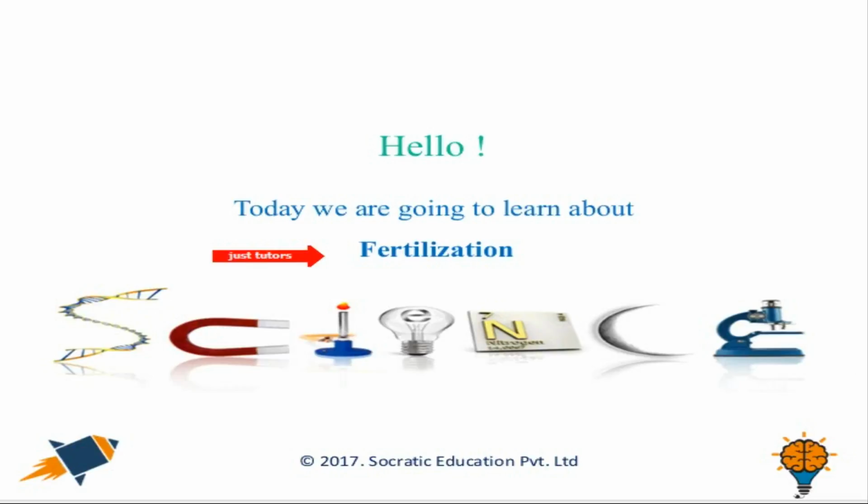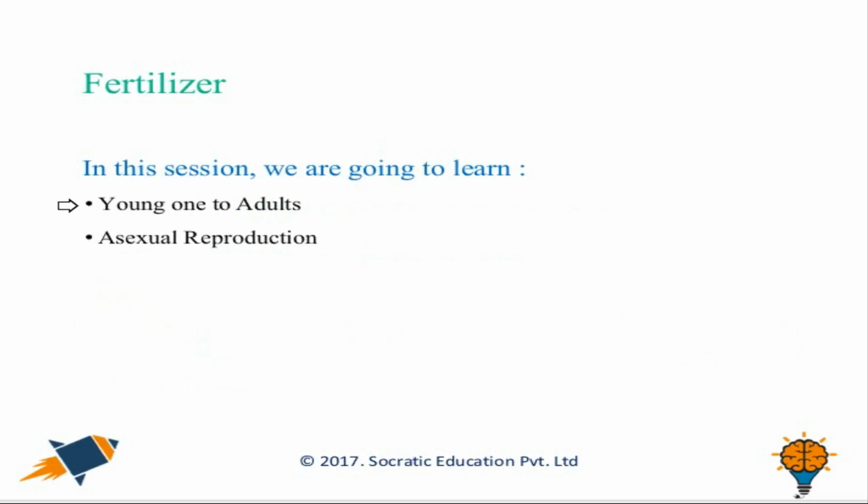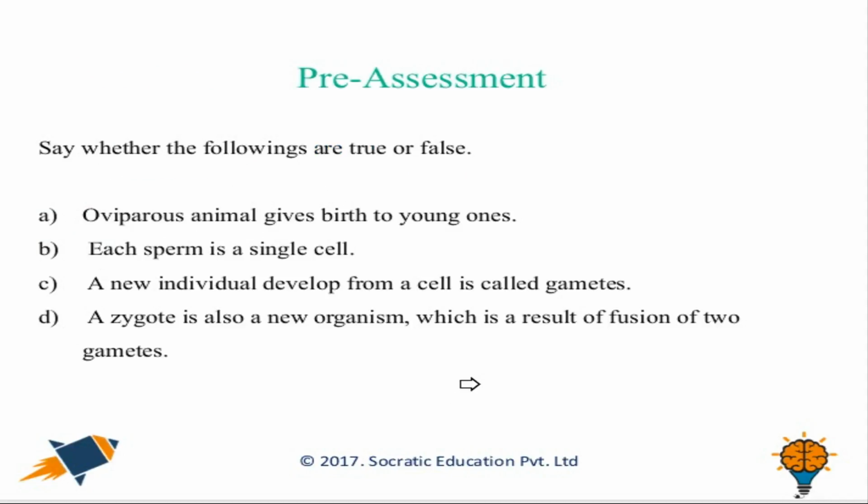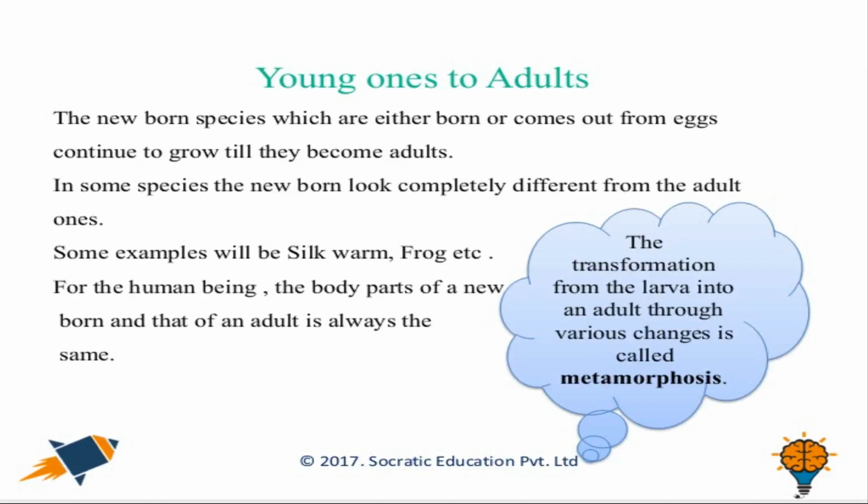In this lesson we have two subtopics to complete. The first is young ones to adult and the second is asexual reproduction. Before completing any one of these topics, we have a few pre-assessment questions. Do make sure you complete all the questions before proceeding further. That will help you to understand the lesson in a more effective manner. After getting your answers, you can check them against the correct answers given on the slide. Let's proceed and have a look at our first topic, which talks about young ones to adults.